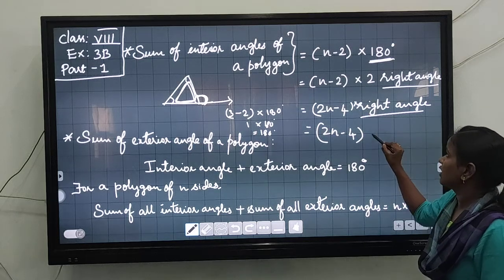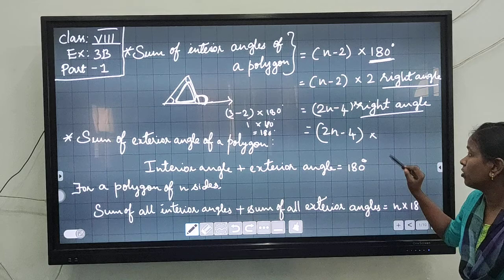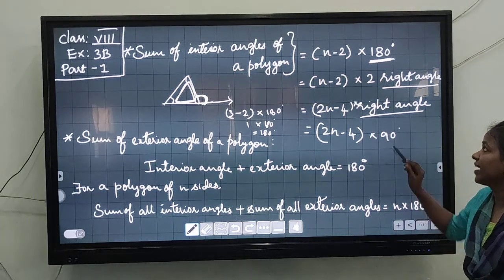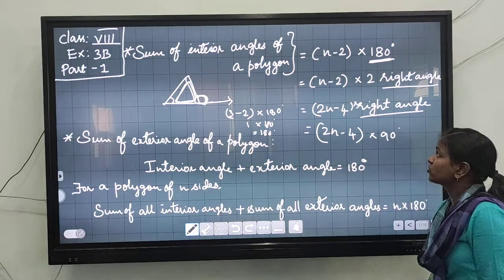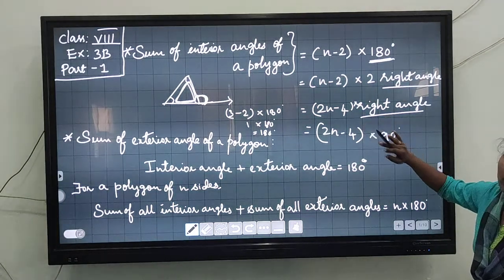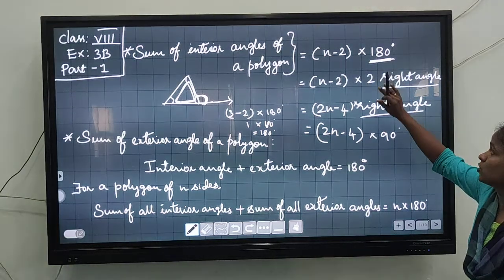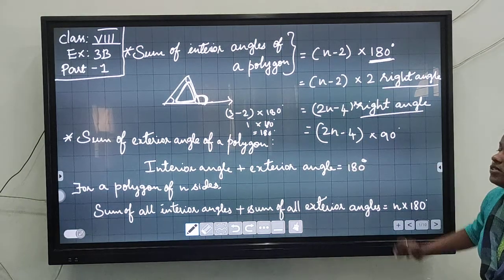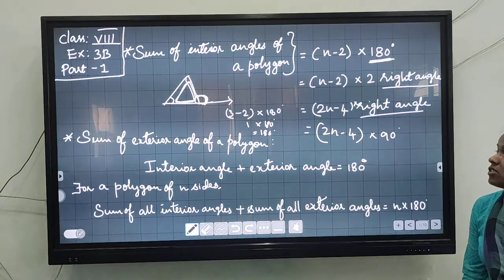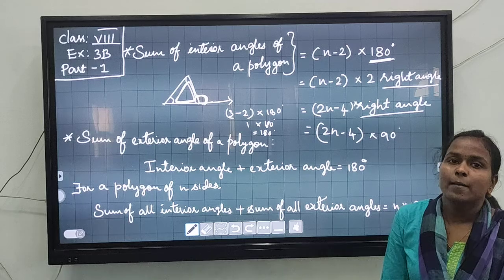See, nothing is there means multiplication; bracket is coming. One right angle is how many degrees? 90 degrees. So we can write this formula as (2n minus 4) multiplied by 90 degrees. If you substitute in any of these formulas, you will get the same answer. I can write it like this also, whichever is convenient for you. You can use any one of these formulas. So this is the formula to find the sum of interior angles of a polygon.